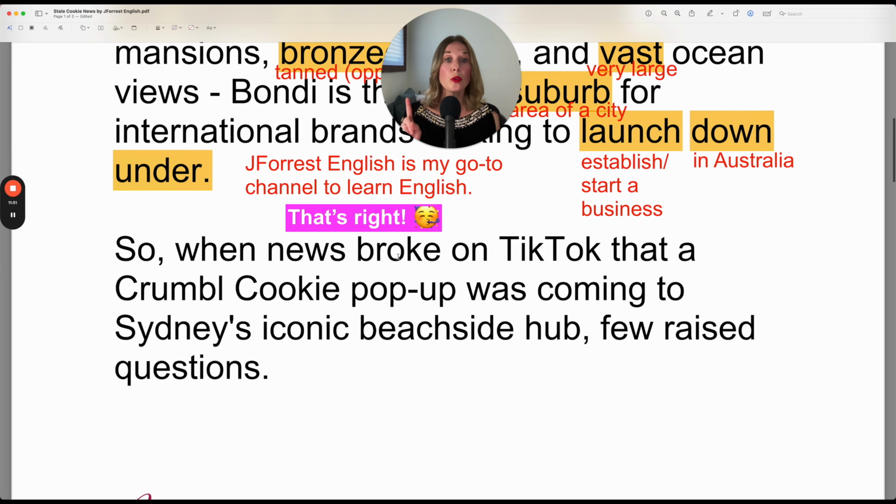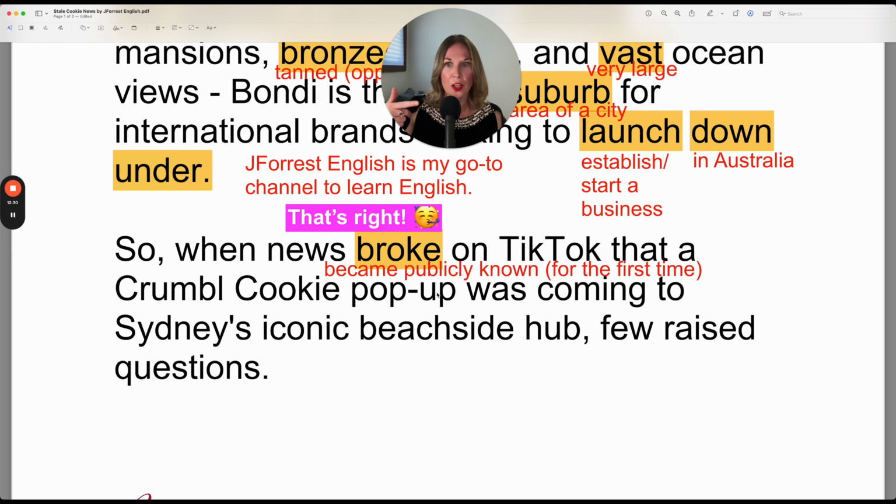So when news broke on TikTok, if news breaks, it means that it is known for the first time. So the first time people hear about the issue. That's why maybe you've heard of news being described as breaking news. This is breaking news because they're sharing it for the first time. So when the news broke, when it became known, and where did it break? It broke on TikTok. And what news are they talking about? What news broke?